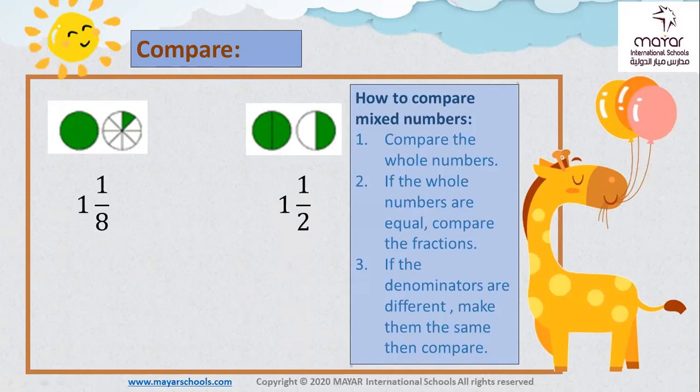Yes, thank you, Muhammad. Now, if we compare the whole, they are the same. And if we want to compare the fraction, they are not the same denominator. What should we do? We're going to ask, can I change 2 to 8, the small number to the bigger number? Can I make something with the 2, so I make it 8? How can I change it? Lina Safi, can you answer?